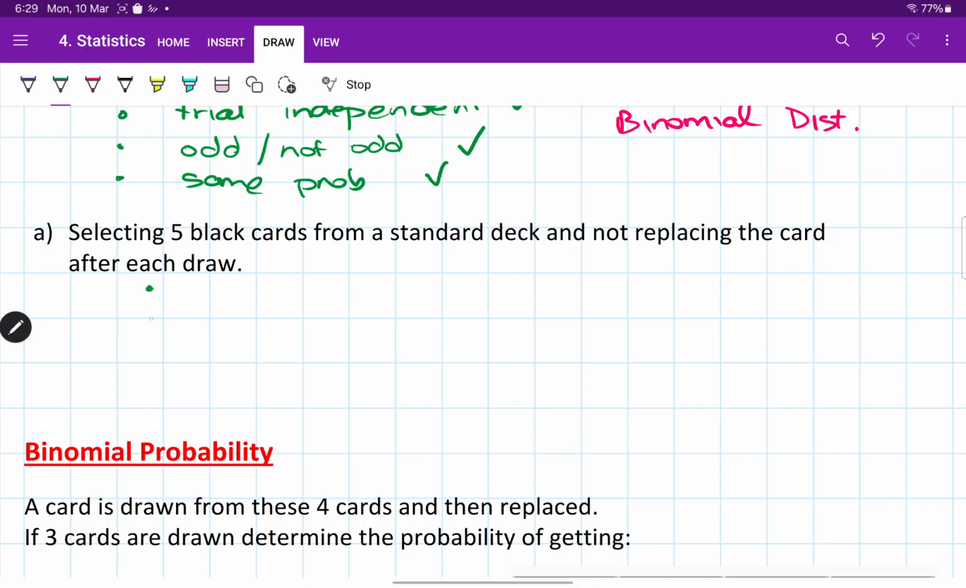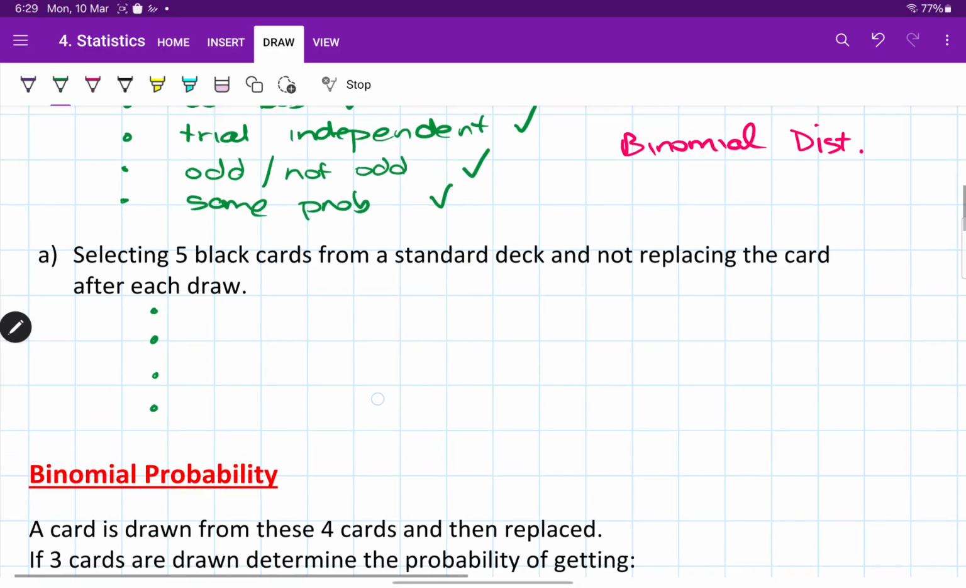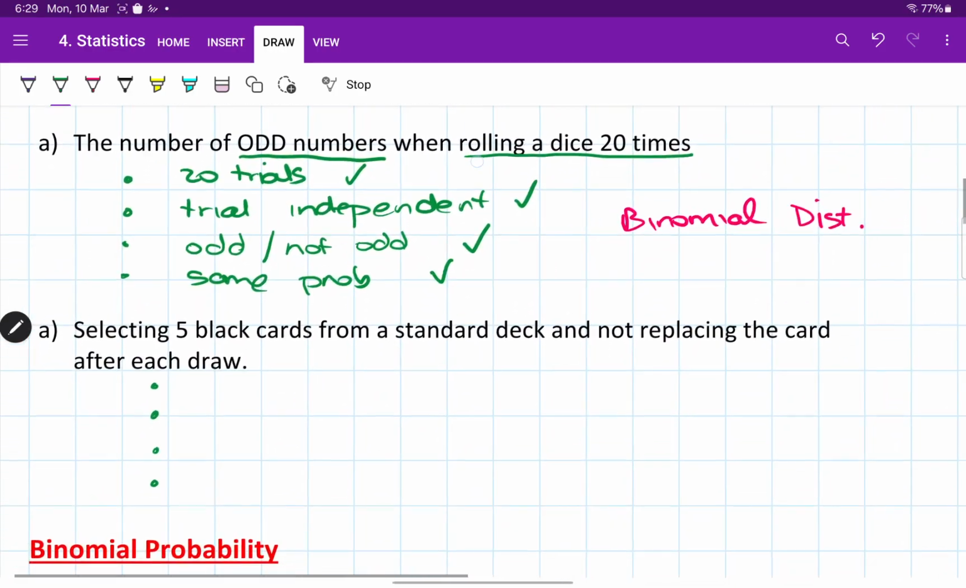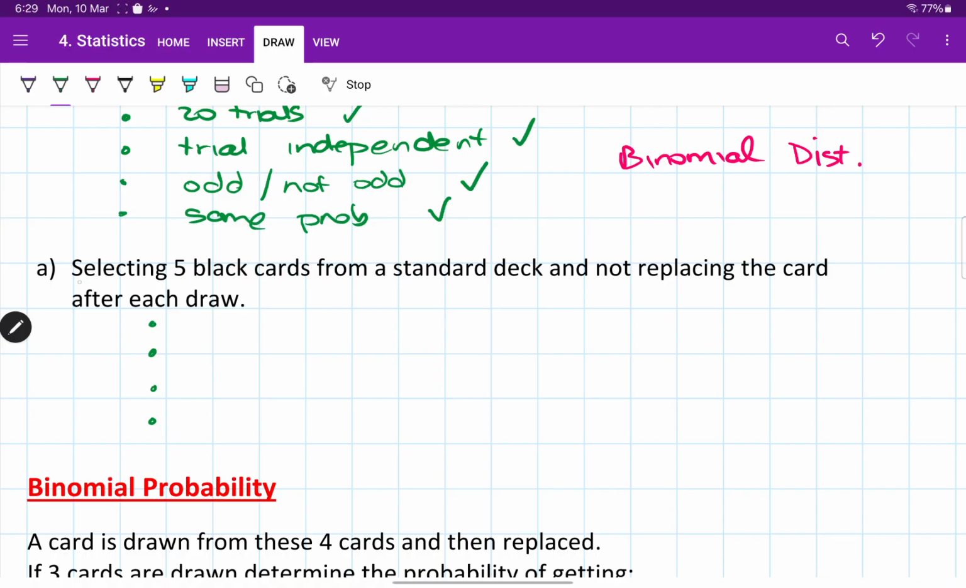Okay, so let's go through our little checklist. Do we have a fixed number of trials? How many trials are happening here? We are choosing 5 cards. We happen to want 5 black cards. So here there are 5 trials. Fixed number of trials is not indefinite. There's 5.